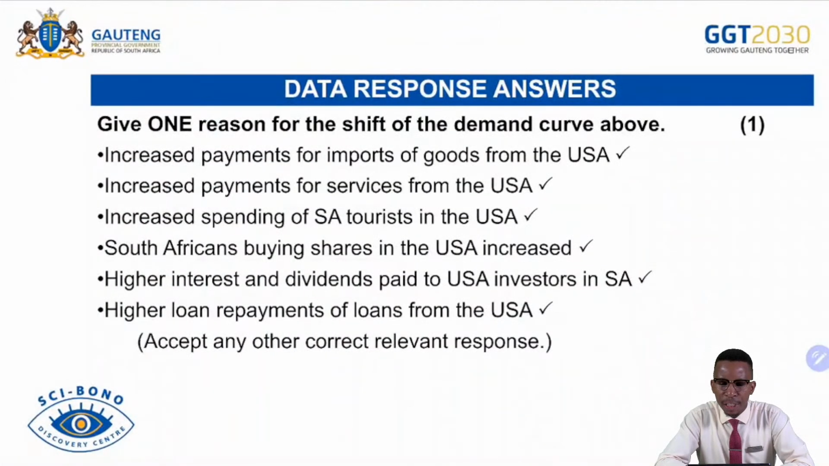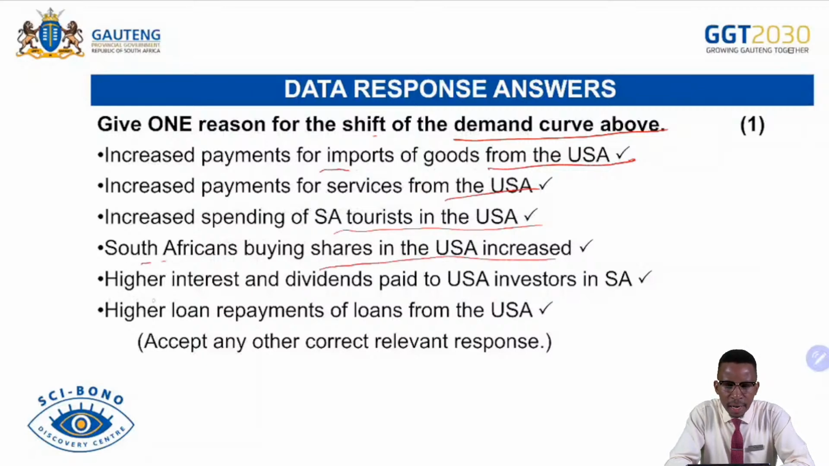Give one reason for the shift of the demand curve above. Why did the demand curve shift? Increase in payment for imports of goods from the USA, increase in payment for services from the USA, increase in spending of SA tourists in the US, South Africans buying shares in the US, and then high interest and dividends paid to USA investors in South Africa, high repayment of loans from the USA. Any other answer was accepted in this case.